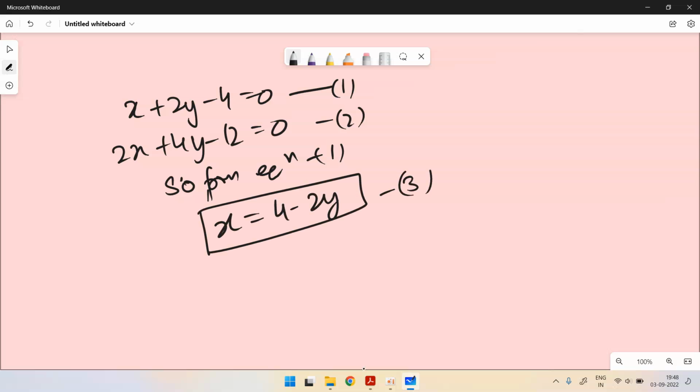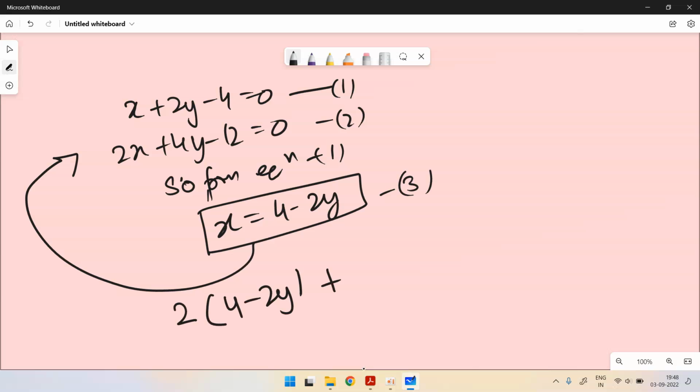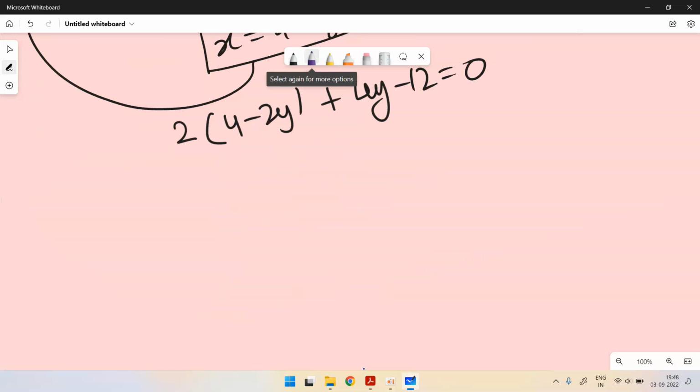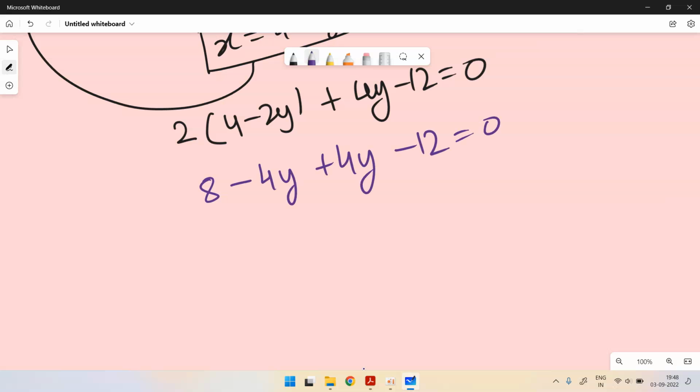Now substituting this value of x in equation number 2, in place of x you need to write 4 minus 2y, so 2 into (4 minus 2y) plus 4y minus 12 equal to 0. From here you get 8 minus 4y plus 4y minus 12 equal to 0, which implies that this becomes 0y. If you cancel this 2, it becomes minus 4 equal to 0, which is not possible.